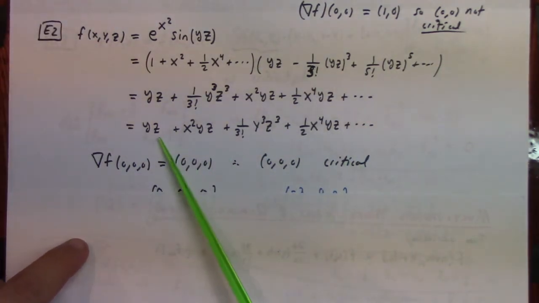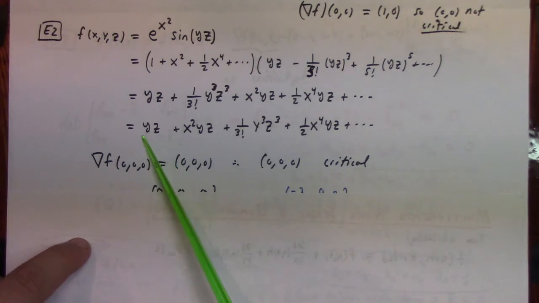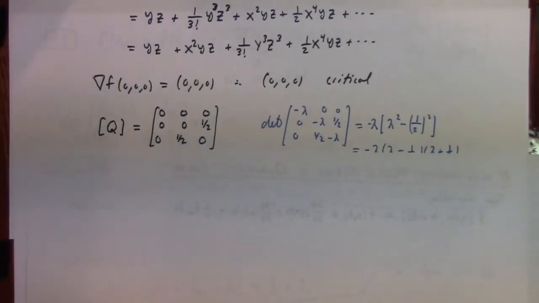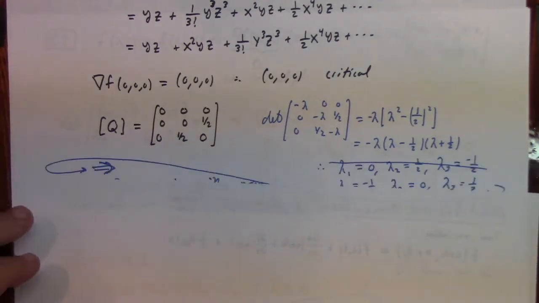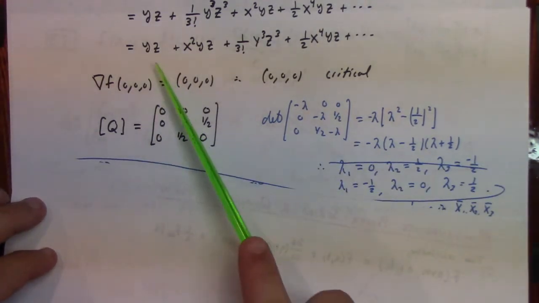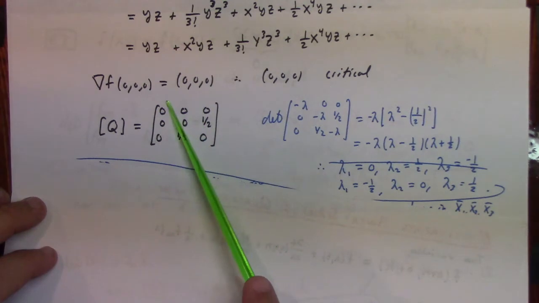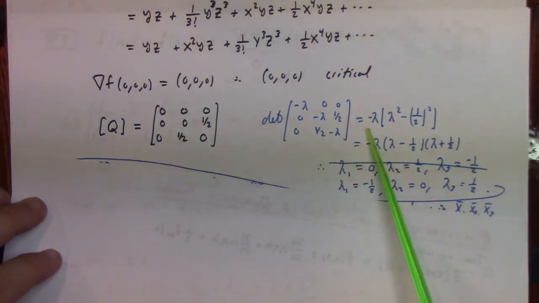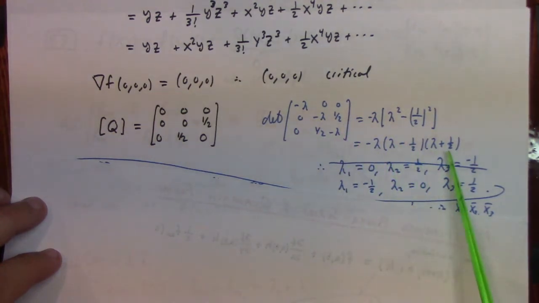It's tough here to decide because it's got this mixed term yz. But here's how to be sure that it is in fact a saddle. Here's how to think about that. I calculate the quadratic, the Hessian matrix, which is this, and then I calculate its eigenvalues. And this little calculation here shows me the eigenvalues are 0, 1/2, and -1/2.